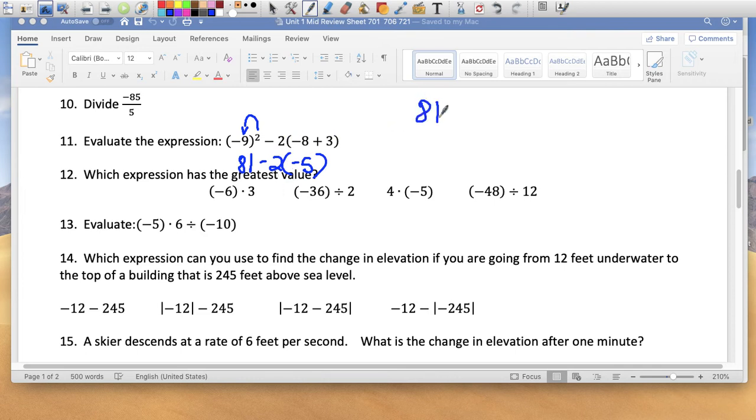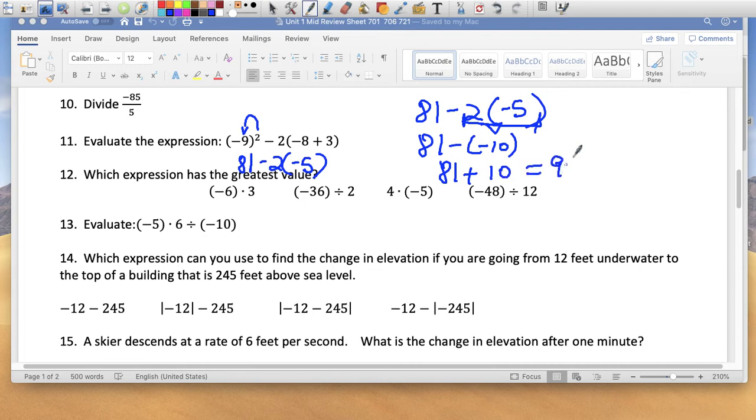So let me write that down over here: 81 minus 2 times negative 5. Let's take care of the multiplication. So it's 2 times negative 5, which is negative 10. I'm subtracting a negative, which is the same thing as adding the additive inverse, which is 10. Final answer, 91.